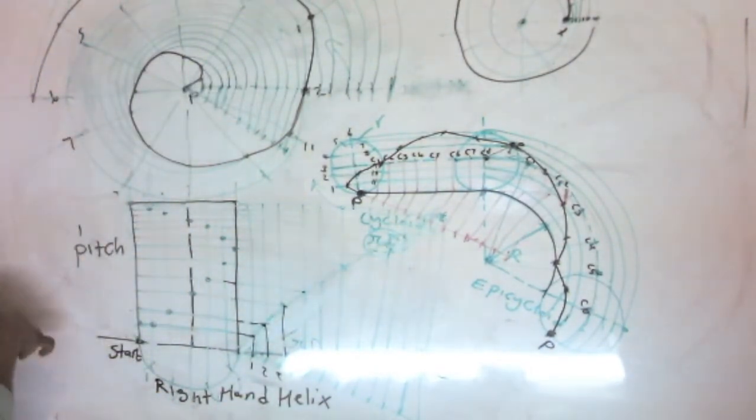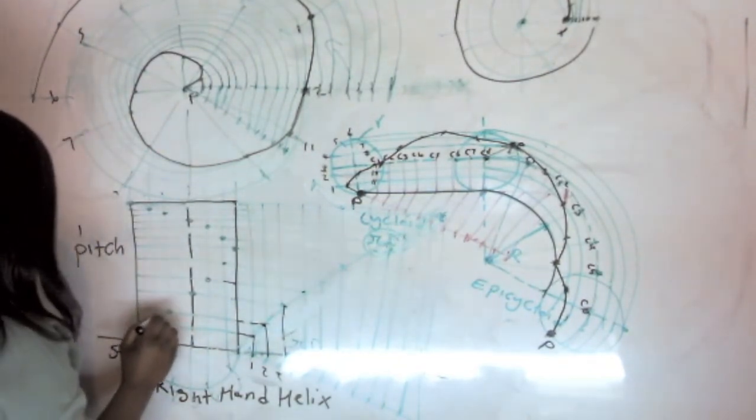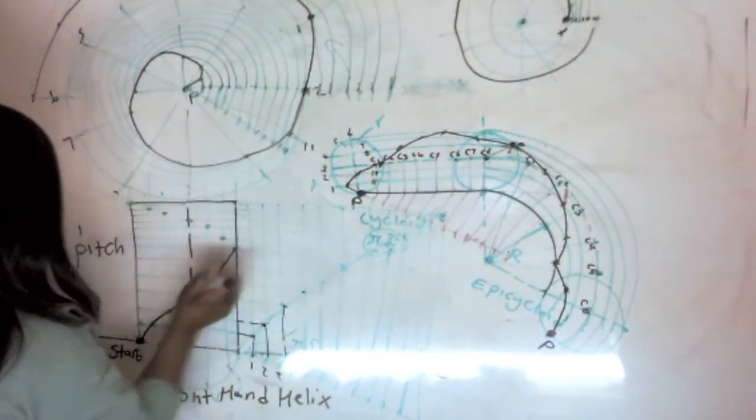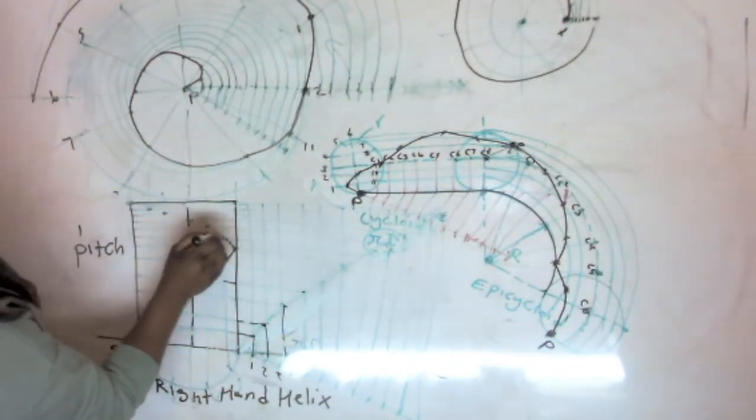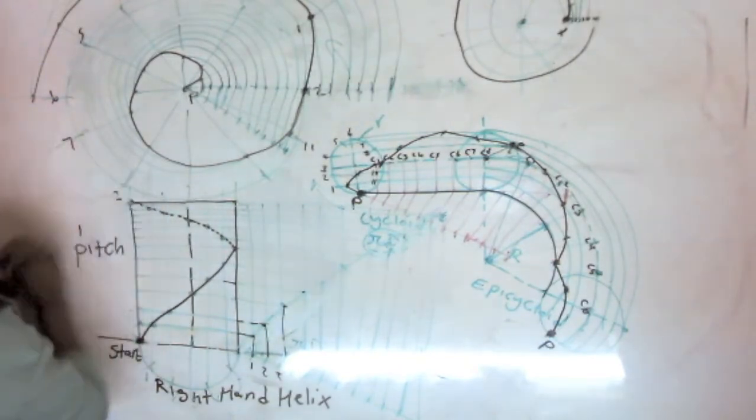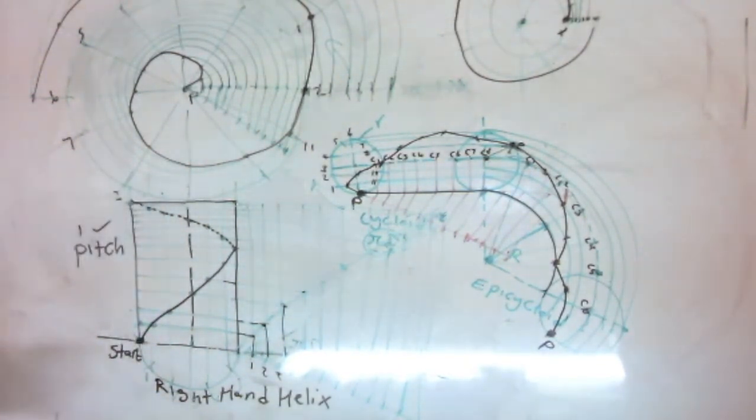So the next thing is to plot the profile. It's going to be outline in the front. This is solid, you can see. At the back, it's hidden details. When it's turning, you won't be able to see the back part of the thread. Hidden details. Done. That's how we do the helix.